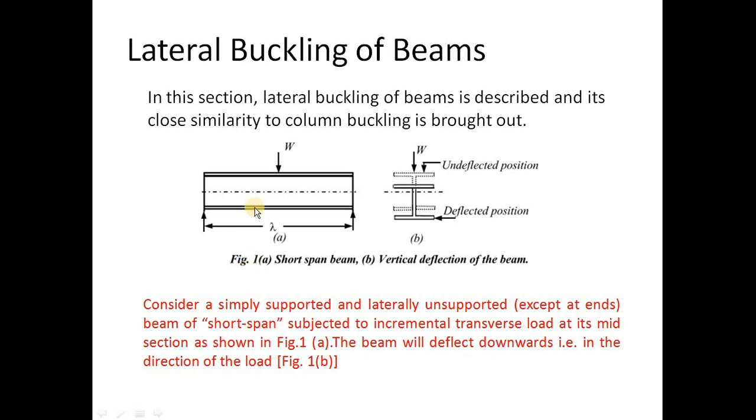Let us assume that this is a short span beam subjected to incremental transverse loads, meaning whatever loading W we are putting is not sudden, it is gradually increasing, at its midsection as shown in the figure. The beam will deflect downwards. You can see in this diagram that because of the incremental loading, the beam will deflect downwards, that is, in the direction of the load. The dotted line indicates the undeflected position of the beam before the loading, and this diagram indicates the deflected position after the loading.